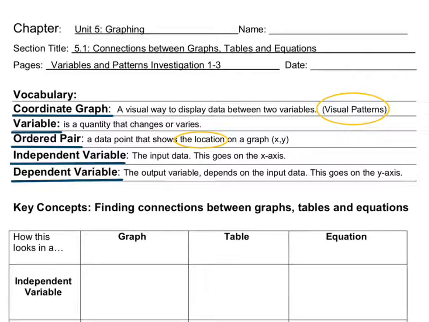We have the variable independent and dependent items. So the independent variable is the input data, and it goes on the x-axis. The dependent variable is the output data, and this depends on the input. It goes on the y-axis. So we're going to take a look at some key concepts, finding connections between these graphs, tables, and equations in this chart below.